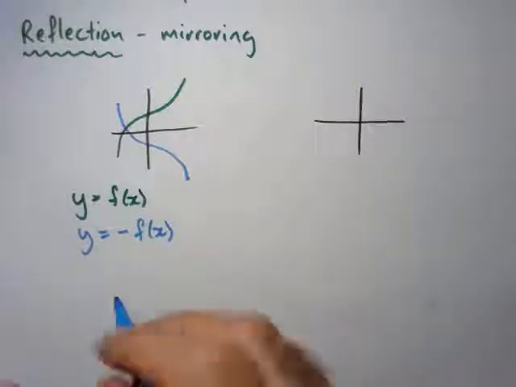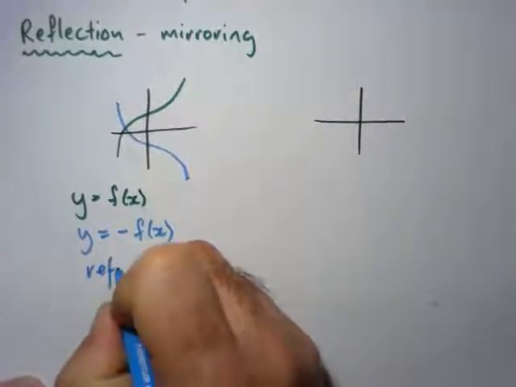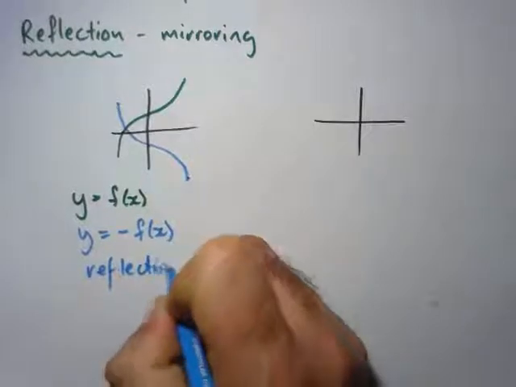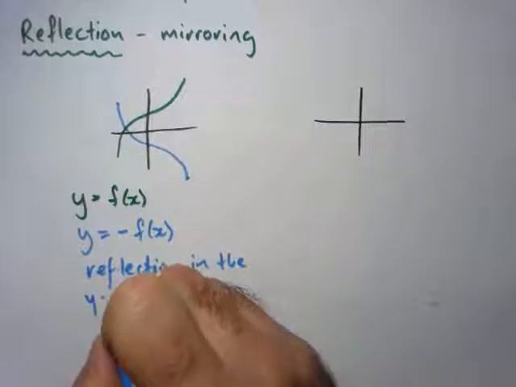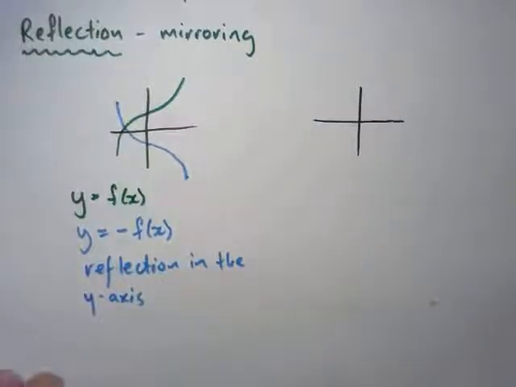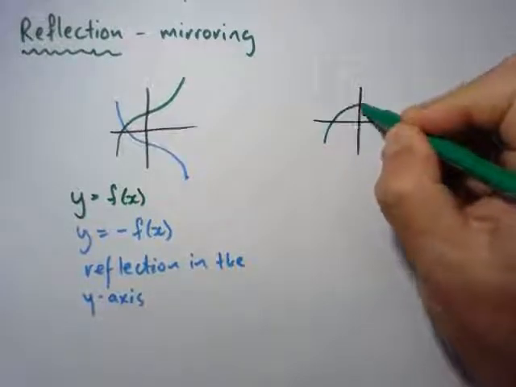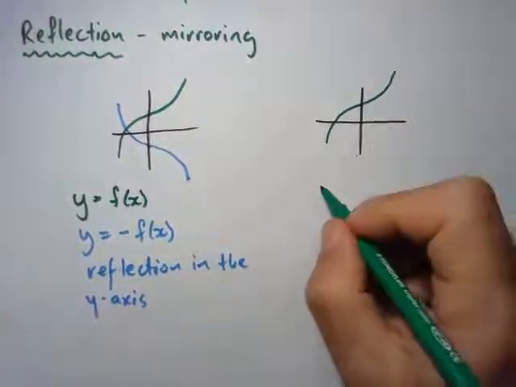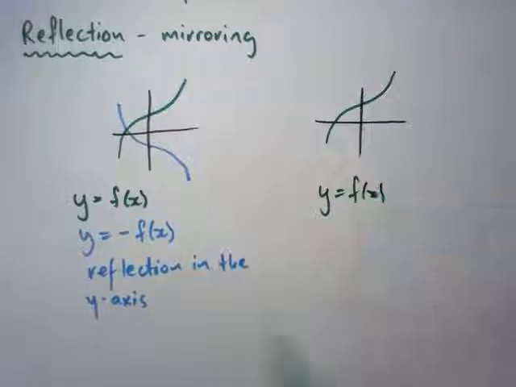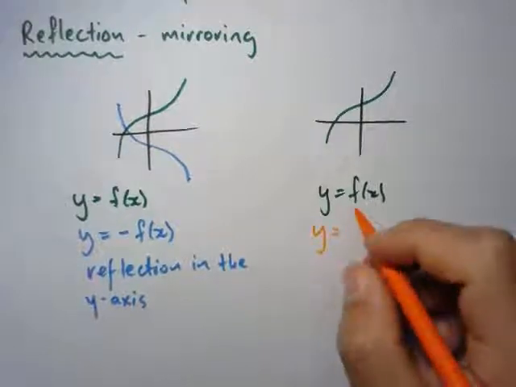So that's reflection in the x-axis, if you have to verbally tell what's happening. What will happen is, if I had y equals f(x) there, only the x value will change.